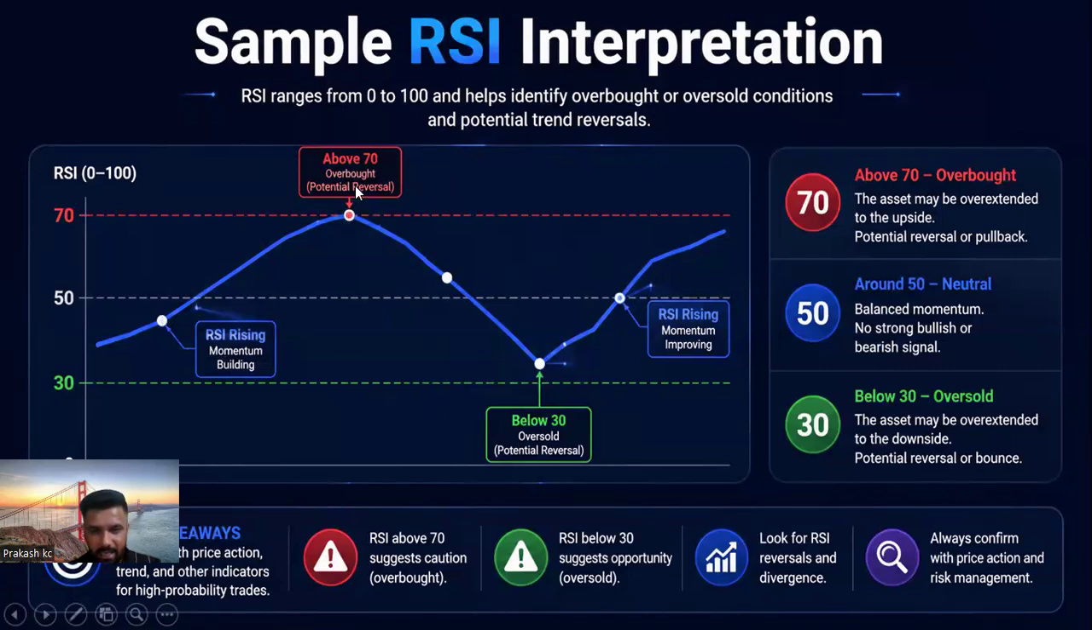You can see if the RSI is approaching 70, it means the price chart also shows an overbought situation. Then we can see that there may be a potential reversal. Similarly, if the RSI is at 30 and moving up, approaching towards the neutral zone, which means there is a potential reversal. So this is the basic simple interpretation.